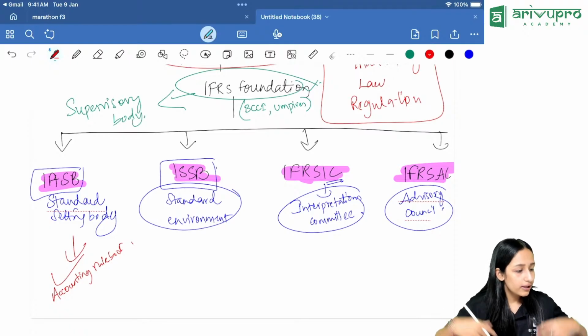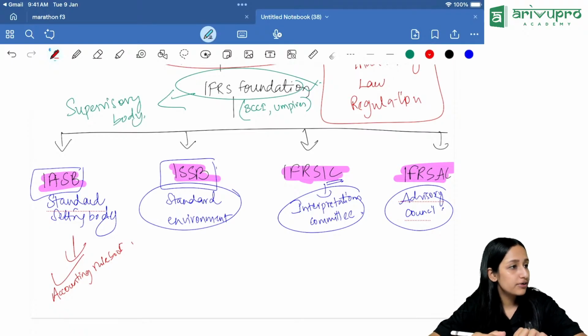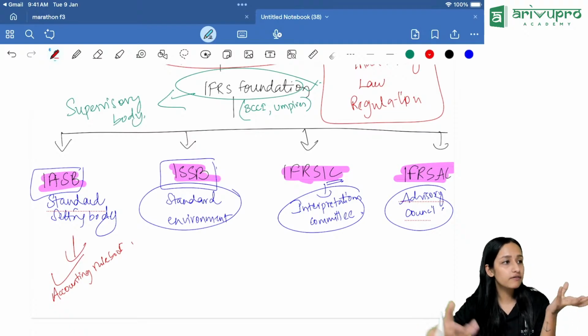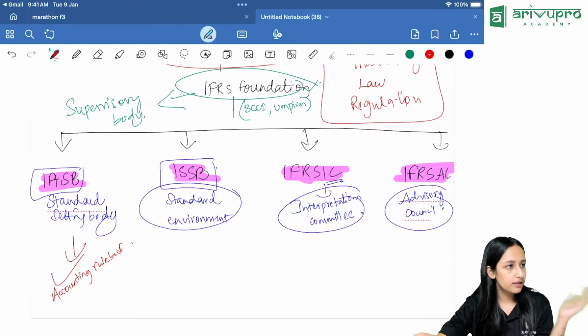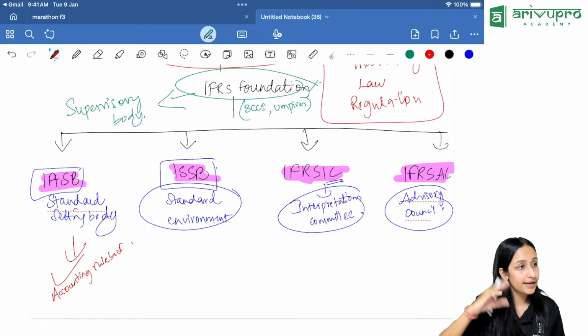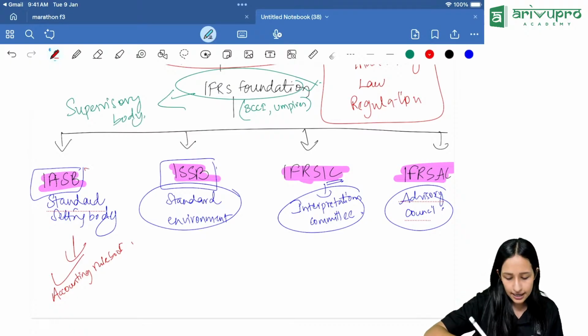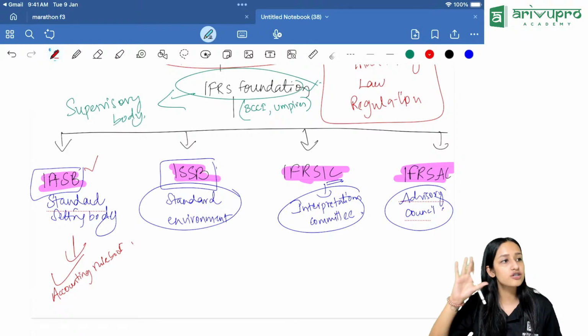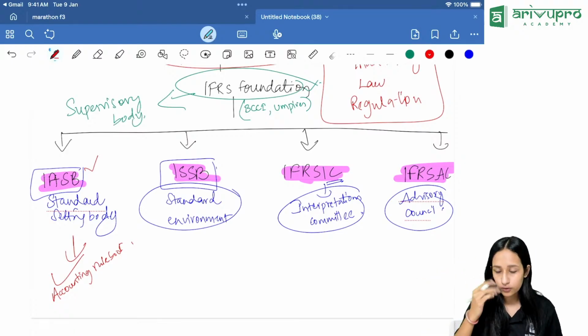Now if these people would follow different accounting policies, what would happen? An investor could never compare two companies in one go. Let's say an investor wants to compare Tata with McDonald's. How will you do that? If both of them are using different accounting standards, we cannot do that, correct? So that's why we need standards. And who is setting up these standards? IASB, International Accounting Standards Board.